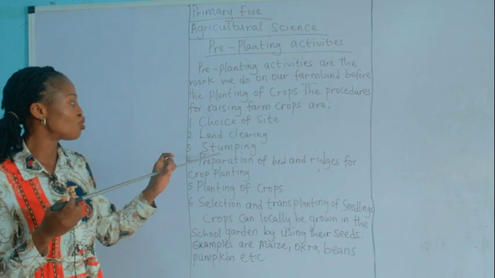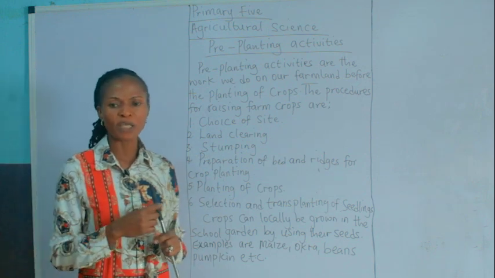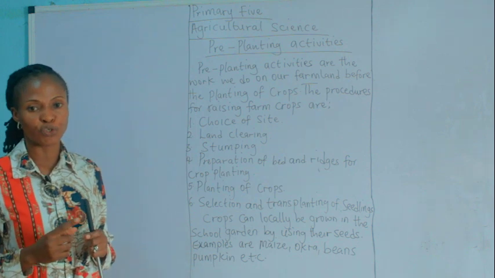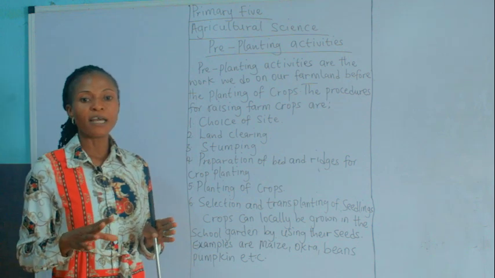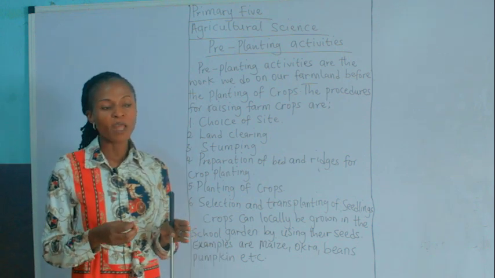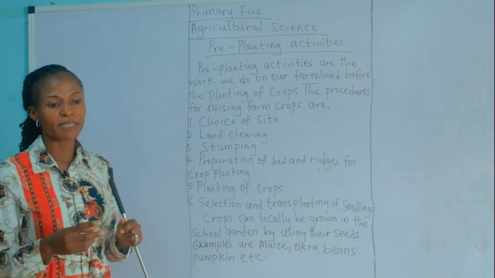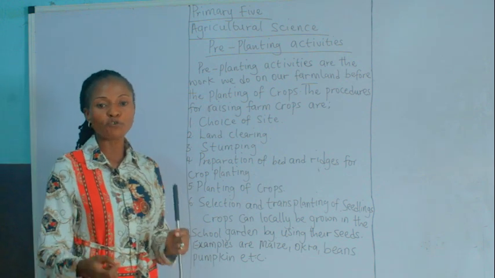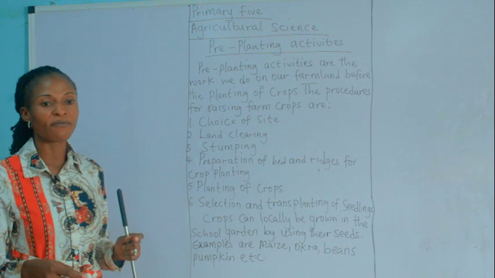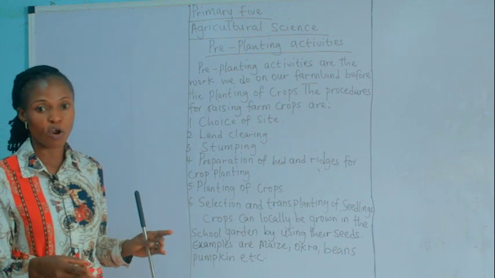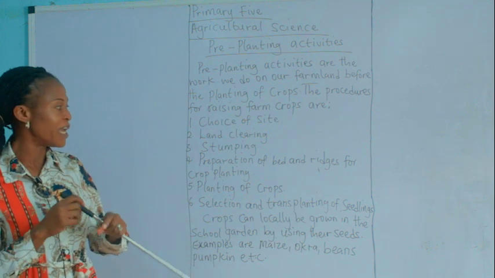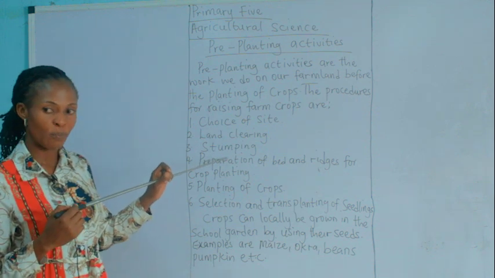Number 3 is stumping. What is stumping? Stumping is the removal of big roots from the soil. After clearing, sometimes there might be stubborn roots that are on the soil. So you have to remove them so as you have a good place to plant your crops. So the removal of these stubborn big roots from the soil is known as stumping.